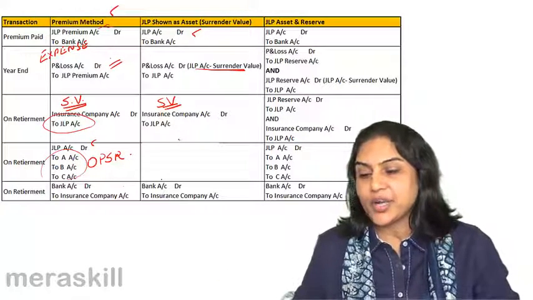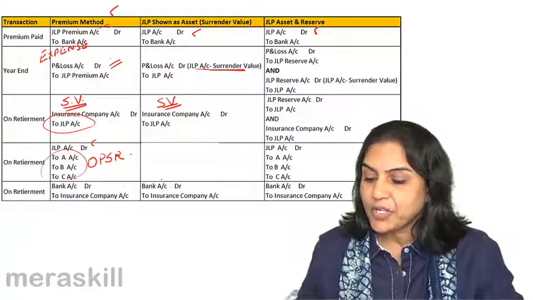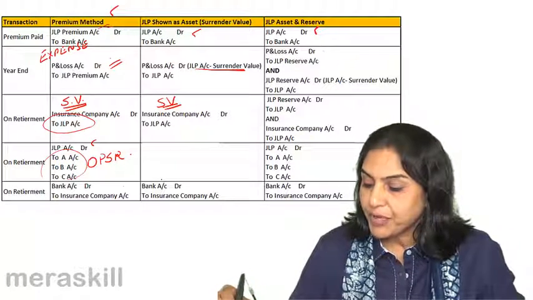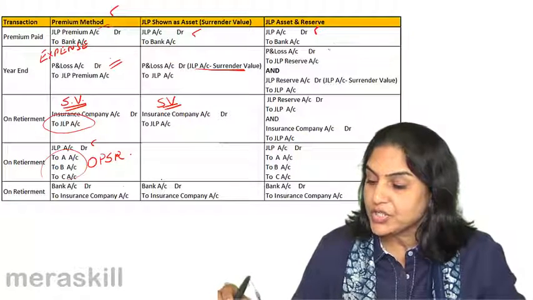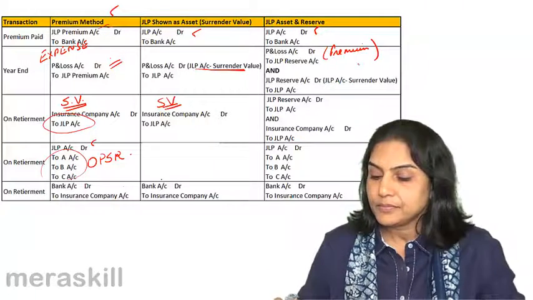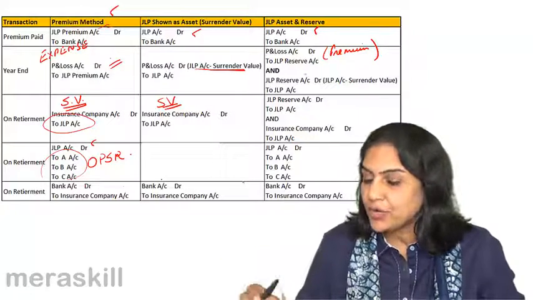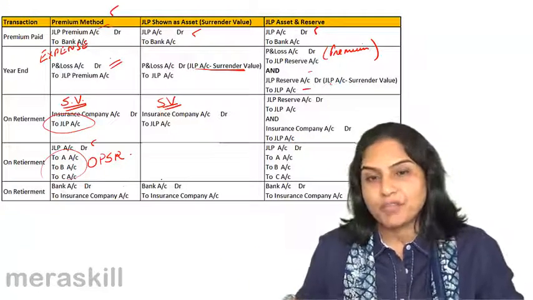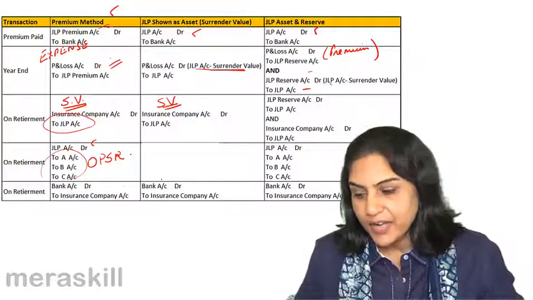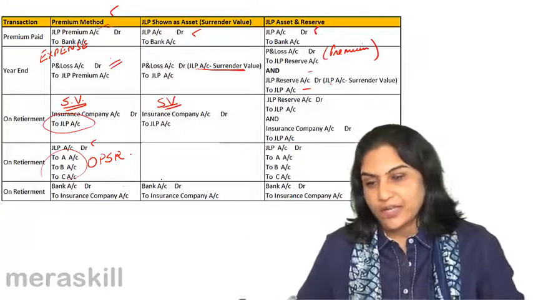Next, if there is a joint life policy asset and a reserve account, on payment of the premium, joint life policy to bank. At the end of the year, we pass an entry called profit and loss account to joint life policy reserve with the amount of premium. And also, anything in excess of the surrender value, joint life policy reserve to joint life policy account, so that now the balance in the joint life policy account is the surrender value. Balance in the joint life policy reserve account is also equal to the surrender value.